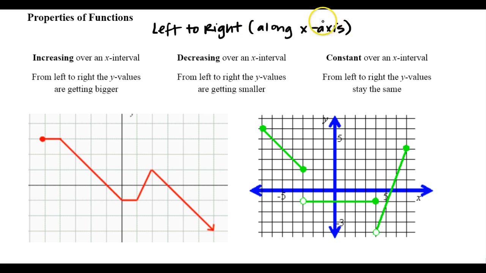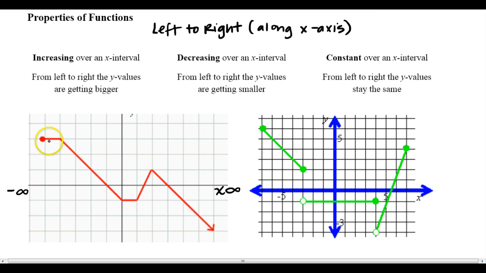So what we're kind of saying is, what's happening to the y values as I move along from left to right along the x-axis? So here on the x-axis, here's negative infinity way over here, and here's positive infinity way over here on the x-axis. And we think about, well, what happens to the y values as I move from left to right along the x-axis? So my function values, my y values, can be increasing from left to right, they could be decreasing, or they can be staying the same over a particular x interval.